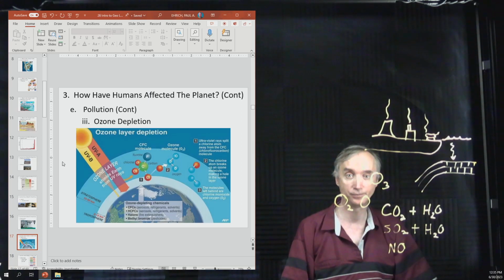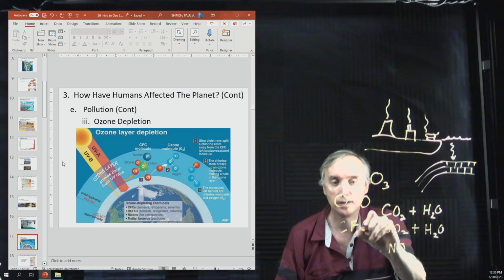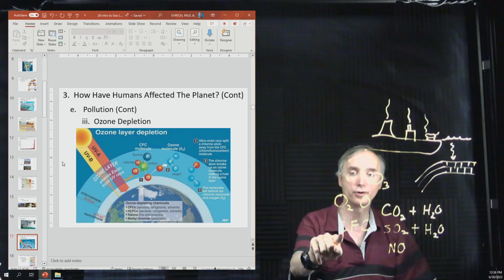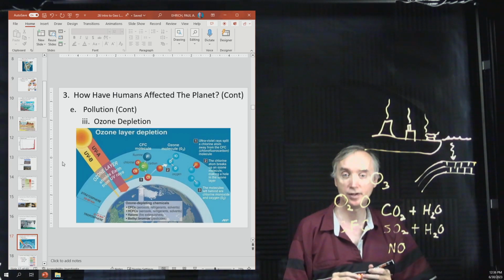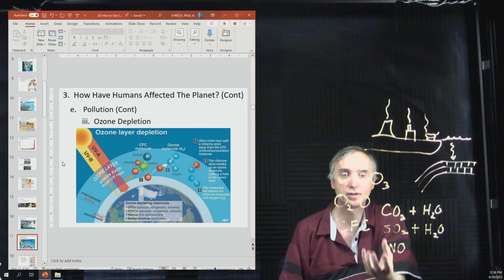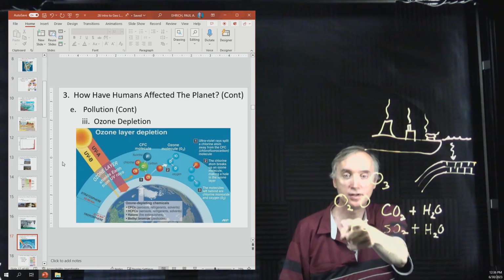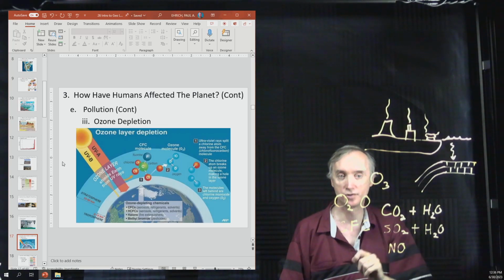Now the problem, though, is CFCs. So a CFC is a chlorofluorocarbon, and so the chlorine part is the bad part. So chlorine is a very reactive gas, so that when these pollutants get into the stratosphere, it will destroy ozone. And one molecule of CFC has the ability to destroy 1 million molecules of ozone.